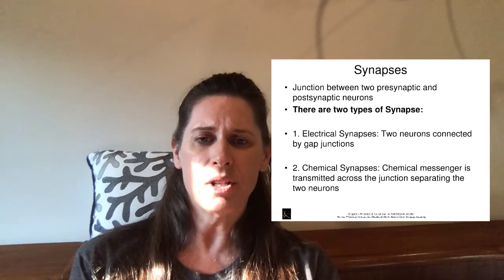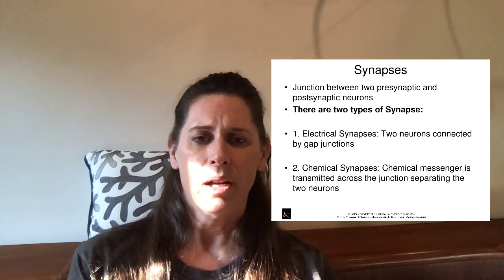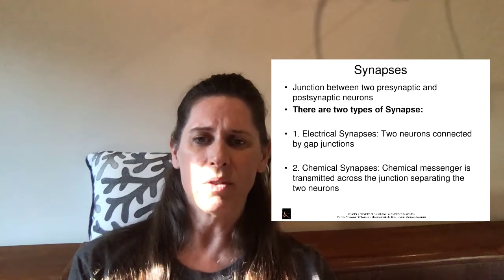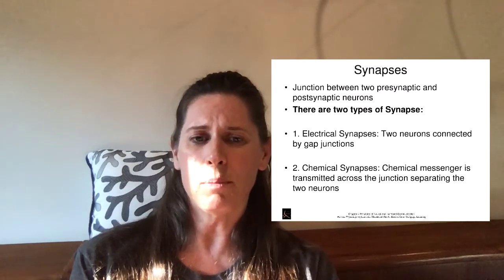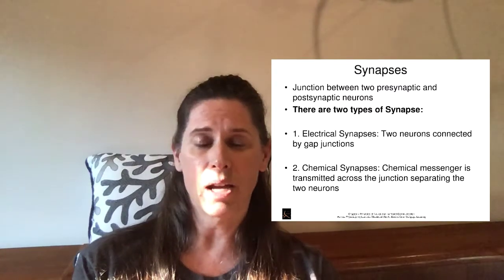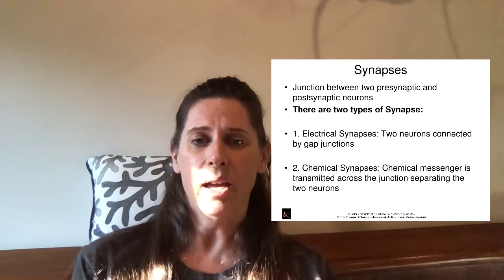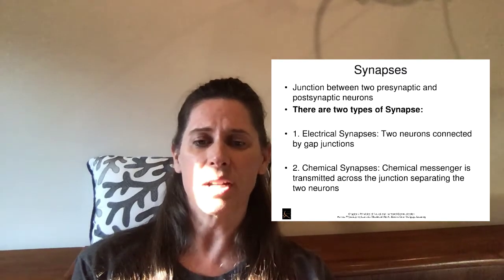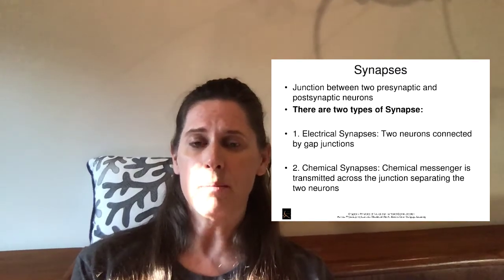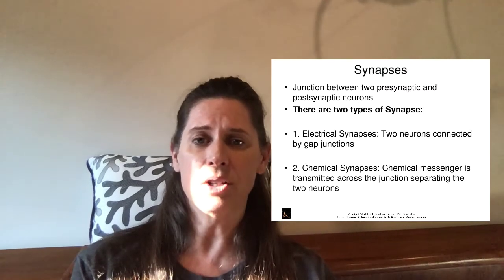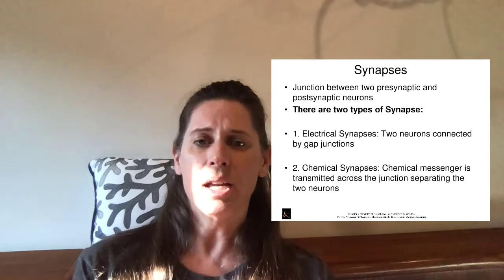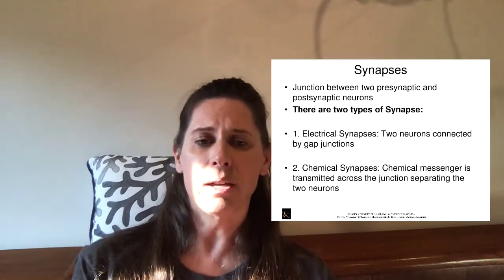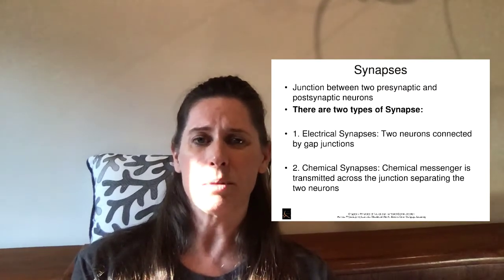Okay, so a little bit about synapses in general. So I just mentioned this. It's the junction between a presynaptic and a postsynaptic neuron. And there are two main types of synapses. And one is an electrical synapse. And that's when they can pass the electrical potential directly from one cell to another. And they can do that because they're actually connected to one another with gap junctions.